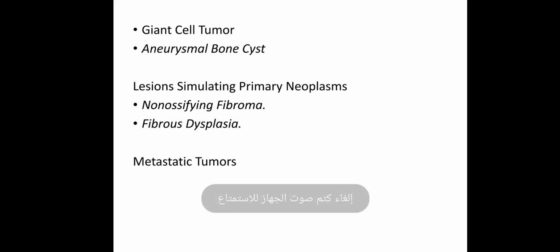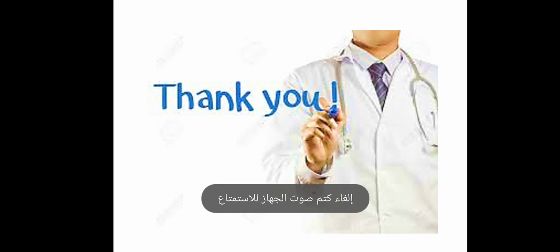What other tumors do we have? We have giant cell tumor, aneurysmal bone cyst, and lesions simulating primary neoplasm, which are non-ossifying fibroma and fibrous dysplasia, and we have metastatic tumor. You can all look these up in your book. Thank you very much.